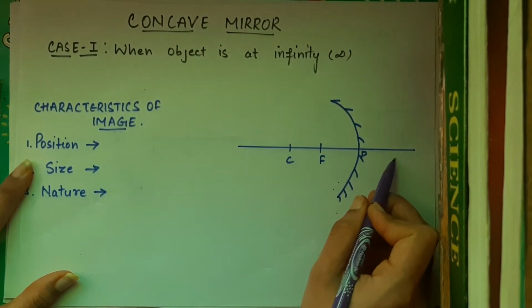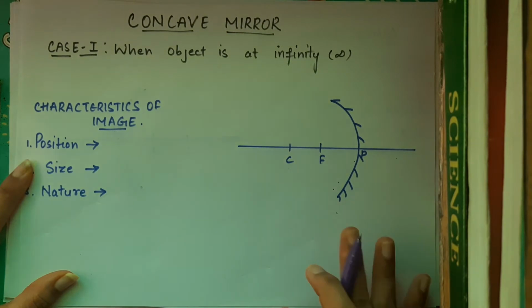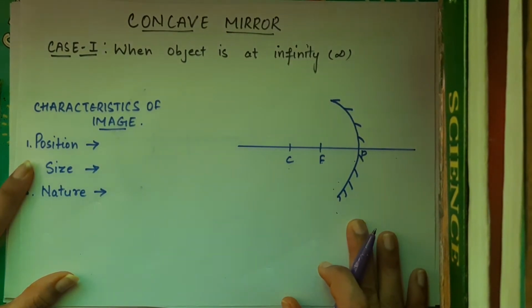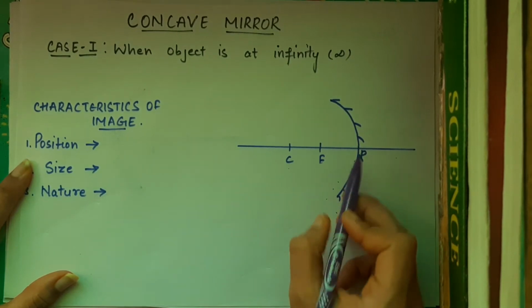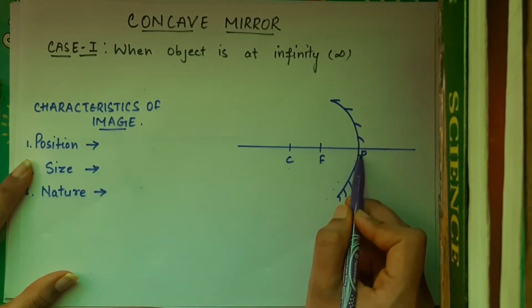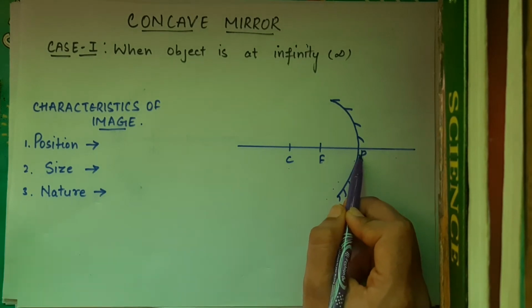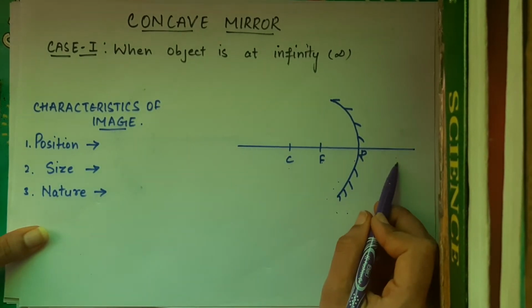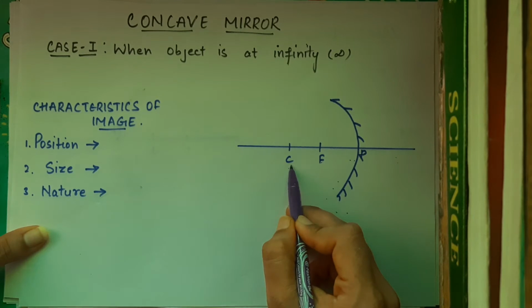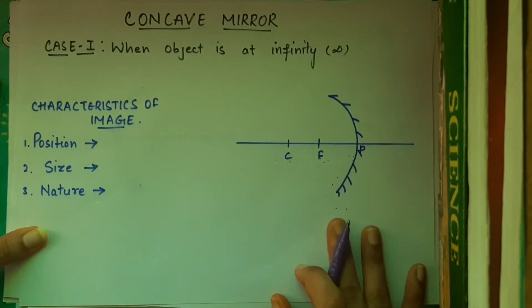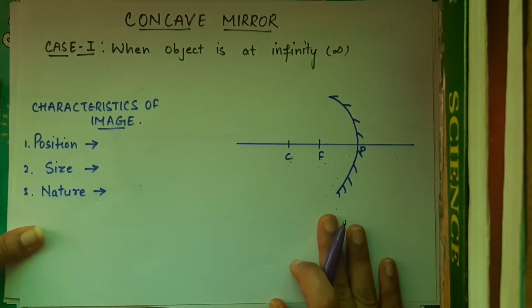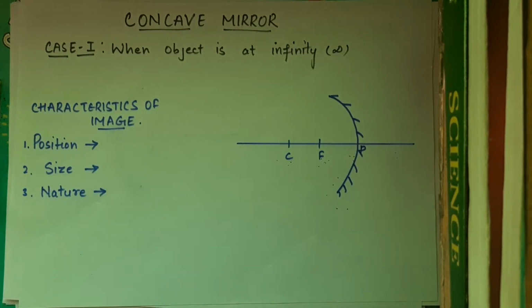This is the principal axis, pole, focus, center of curvature. So the rule of making a ray diagram is: make a mirror, make its non-reflecting side, mark its center and name it P, which is the pole of the mirror. Draw a principal axis passing through the pole, mark the center of curvature, and then mark the focus exactly in the middle of C and P. When you are done with this, you are ready to draw your object and proceed. So let's do it. Case number 1 is when the object is at infinity.